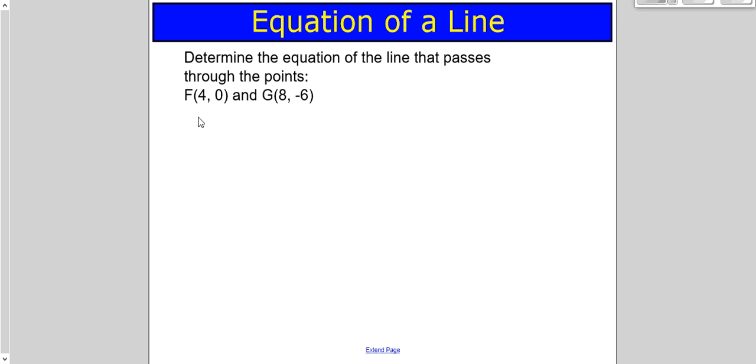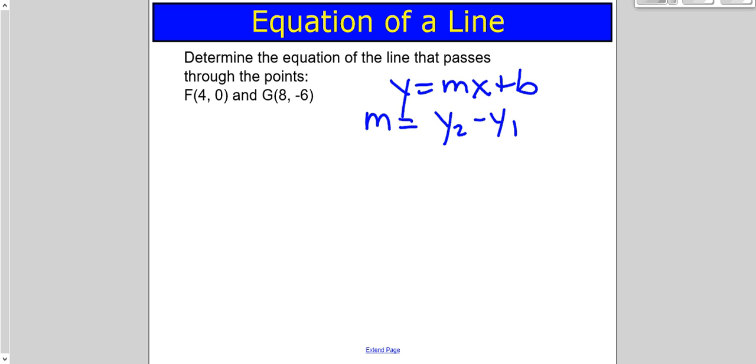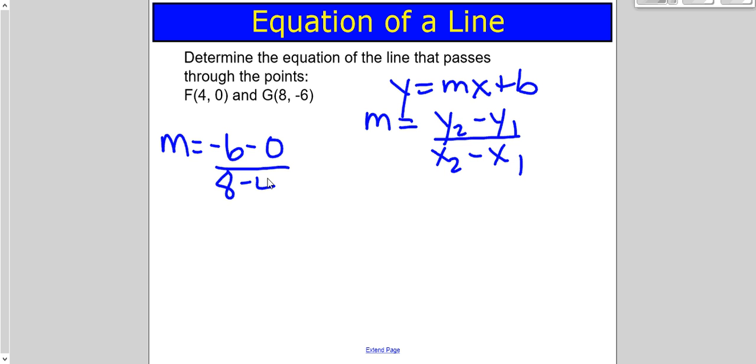All right, so let's start. Remember, equations of lines, y equals mx plus b. I'm going to start with finding m, which is my slope formula, y2 minus y1 over x2 minus x1. So m would be y2, which is negative 6, minus 0, over 8 minus 4, which is going to give me negative 6 over 8 minus 4, which is 4. I can reduce this down to negative 3 over 2, which I think I'll do.